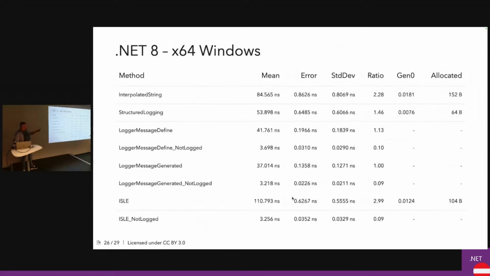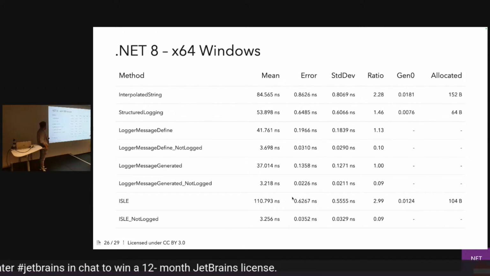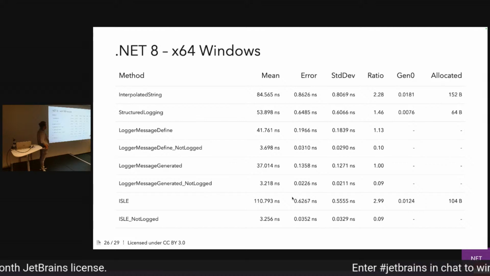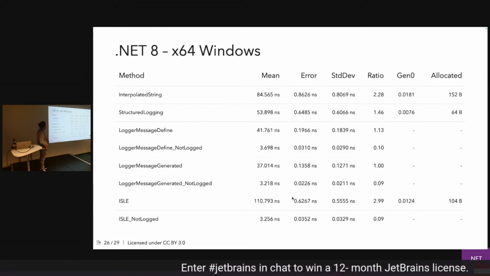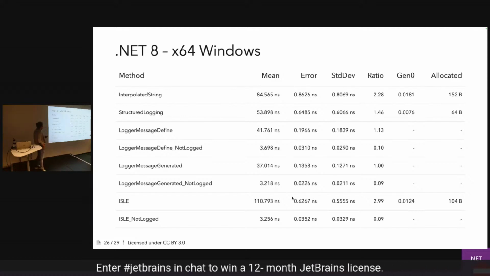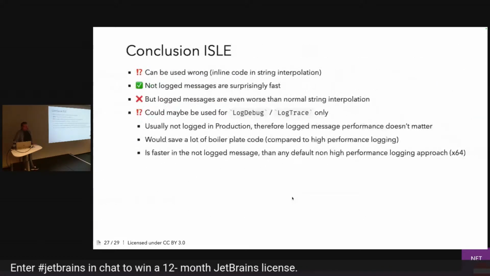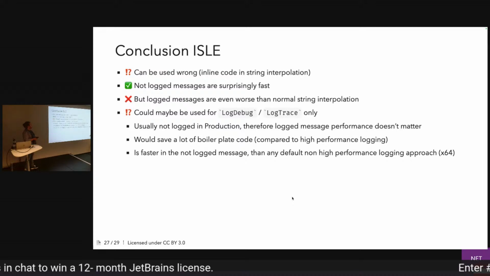Okay, same benchmark, .NET 8 on a x64 machine again, because that's where we are running our stuff, of course. And we can see that, of course, again, the ISLE is about 110 nanoseconds slow. It's way worse than the interpolated string one. But again, the not logged version is about 3.2 nanoseconds. So it's about the same as our high performance logging, which we implemented before. So yeah, conclusion to that library.